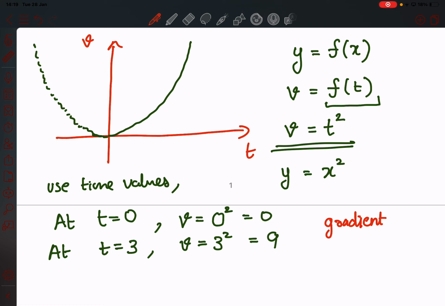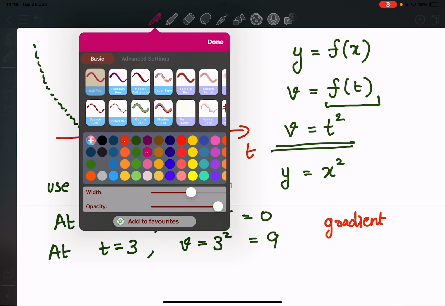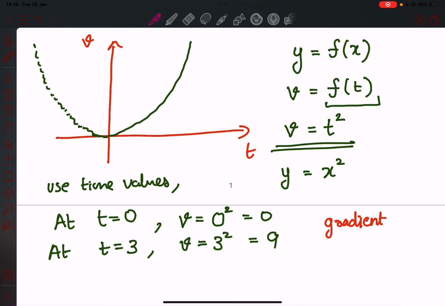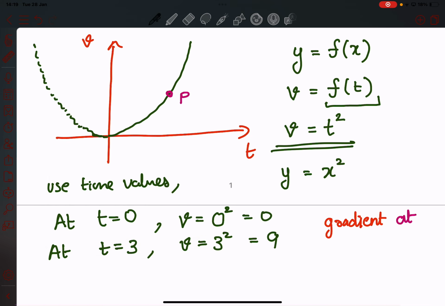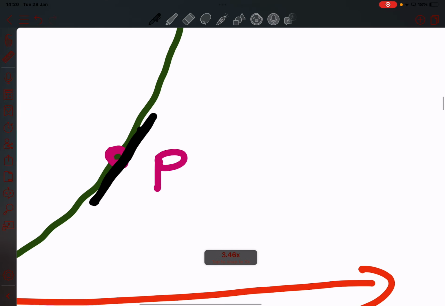What differentiation helps you to do is, let's say I want to find the acceleration at this particular point P. To find the gradient of the curve at a particular point P, we would draw a tangent to that point, and we're going to measure the gradient of that tangent.